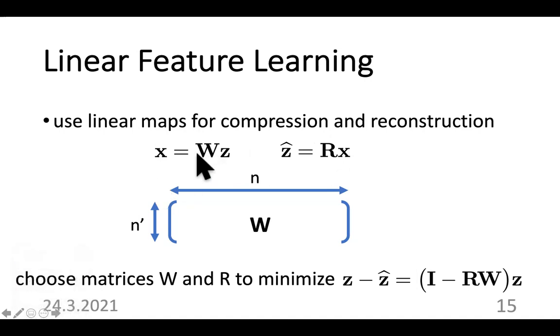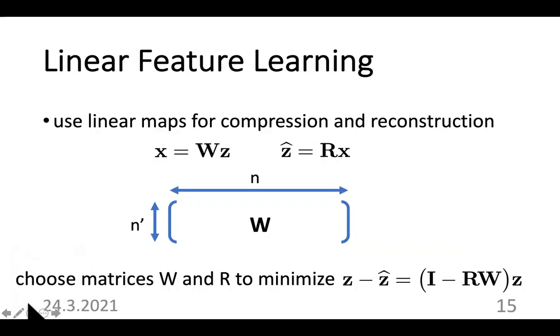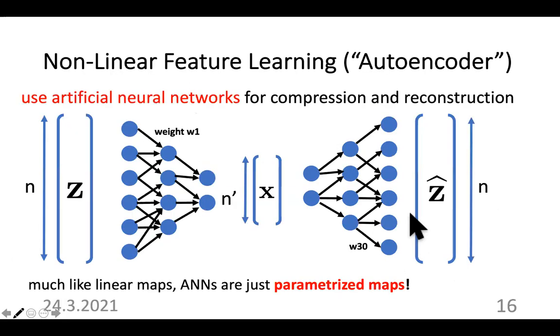So tuning, trying out different choices for this compression matrix, and different choices for this reconstruction matrix, so as to minimize this error. So we need to somehow measure this error. One option would be the squared Euclidean norm. Okay, that's linear feature learning.